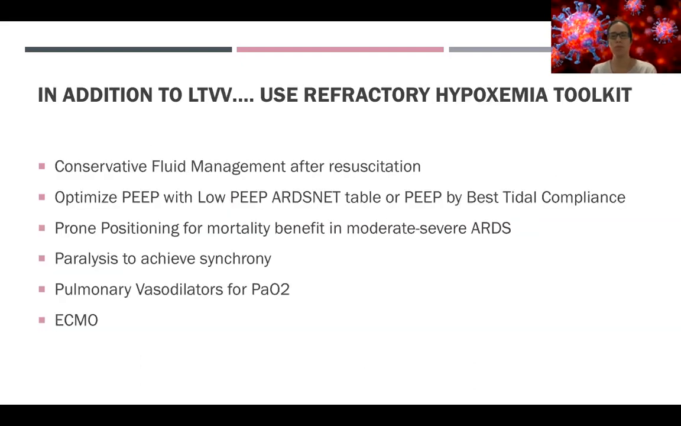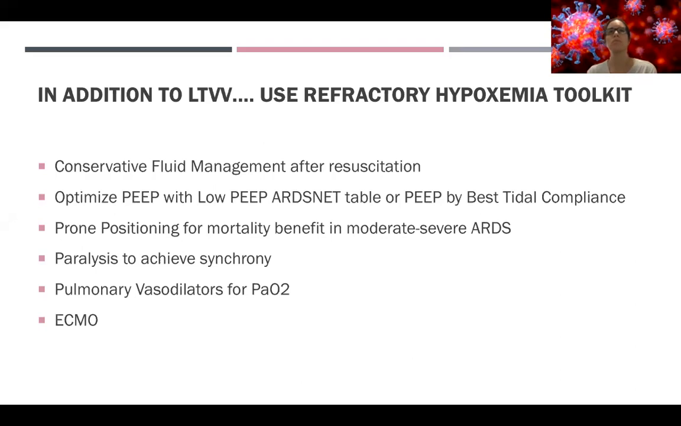And then lastly, there are adjunctive treatments in addition to low tidal volume ventilation, which you're going to use to manage the refractory hypoxemia of ARDS. Each of these listed here, we're going to have specific talks on in this lecture series. And Dr. Sasha Wong will be reviewing these in more detail tomorrow.